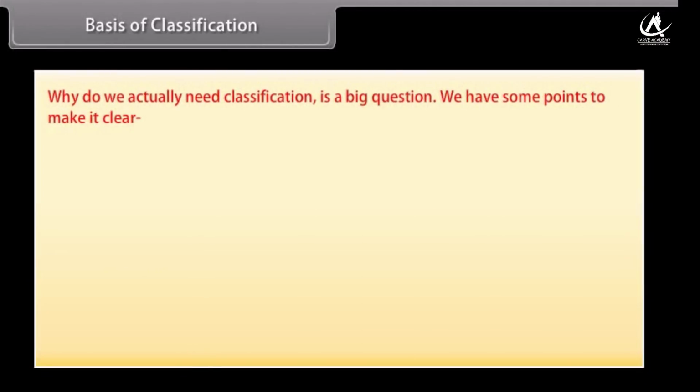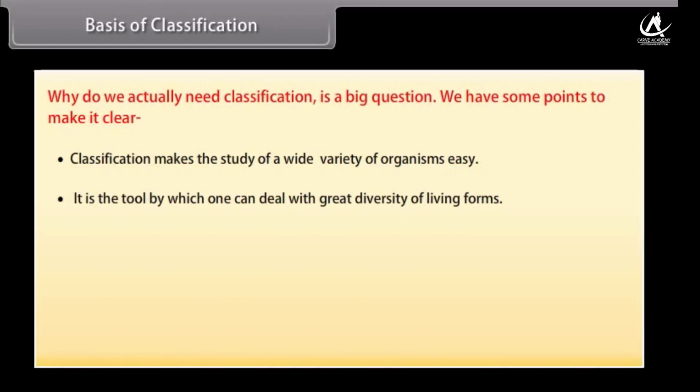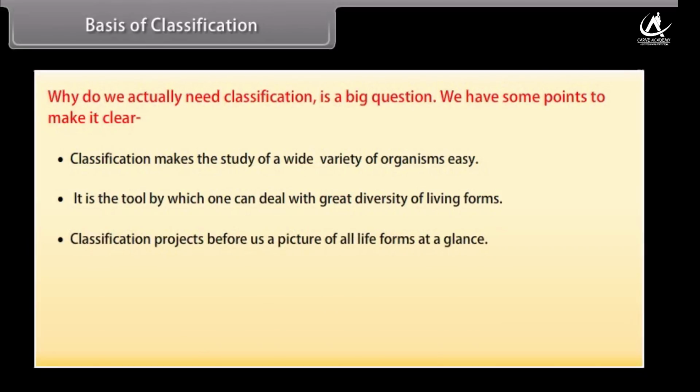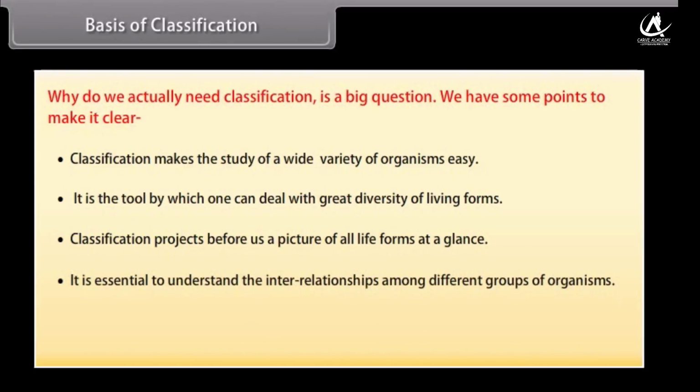Why do we actually need classification is a big question. We have some points to make it clear. Classification makes the study of a wide variety of organisms easy. Classification is the tool by which one can deal with great diversity of living forms. Classification projects before us a picture of all life forms at a glance. Classification is essential to understand the interrelationships among different groups of organisms. Classification forms a base for the development of the other biological sciences.